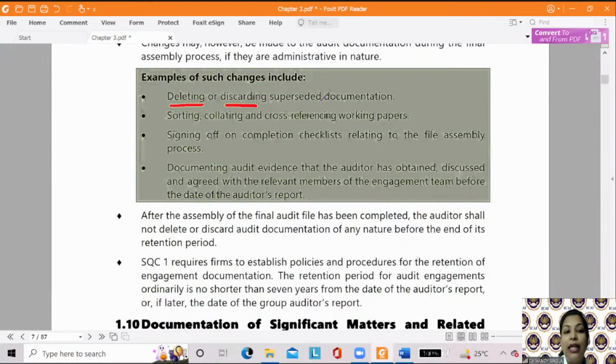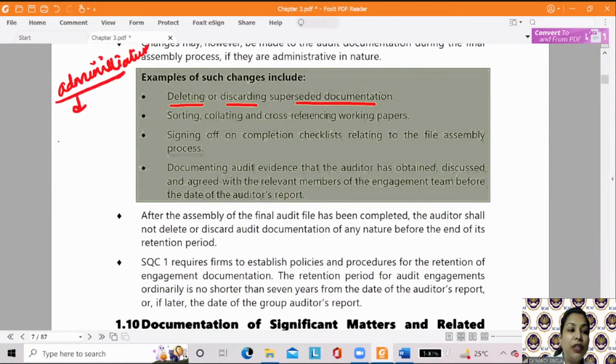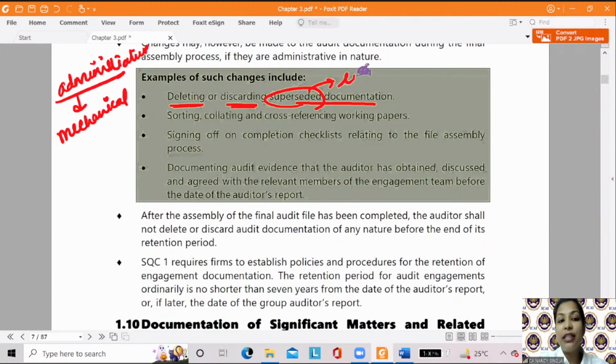Deleting or discarding superseded documentation. एडमिनिस्ट्रेटिव काइंड ऑफ वर्क कौन से हो गए रिलेटिंग टू असेंबली ऑफ ऑडिट फाइल. Administrative is what? मैकेनिकल वर्क ही तो है ना, इसमें कोई आप judgment थोड़ी ना लगा रही हो as such. Deleting और discarding superseded. Superseded is what? Replaced documents, है ना. Sorting. What is sorting? Arranging. Arranging systematically.